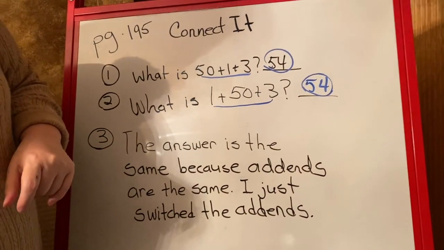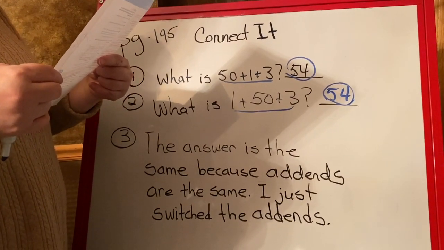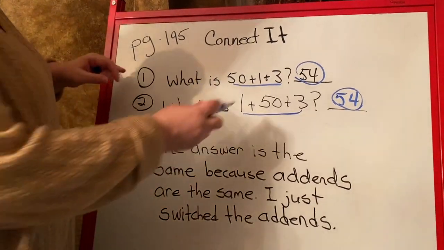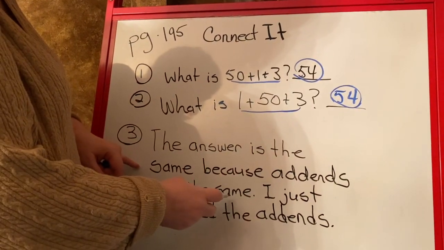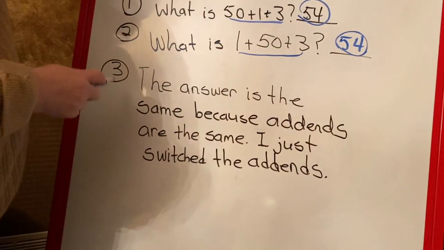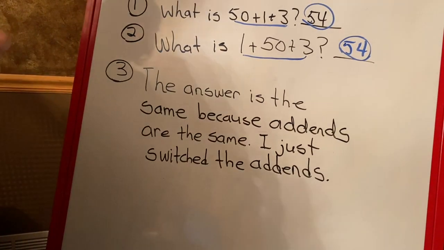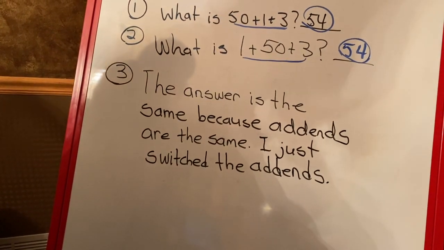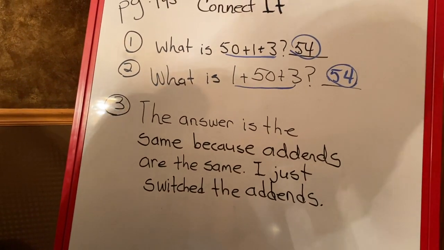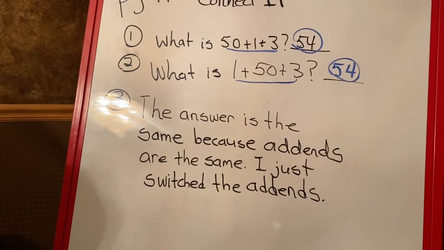Which brings us to question 3. And question 3 asks us, why are your answers the same for problems 1 and 2? The answer is the same because the addends are the same. I just switched the addends. We just switched the position they're in. So this is what you need to write for number 3. The answer is the same because the addends are the same. I just switched the addends. I'll give you a couple of seconds to write that.